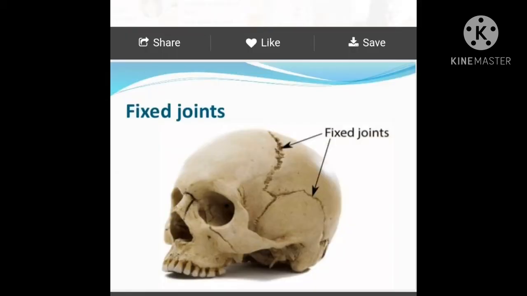Now children, again fixed joints or immovable joints. They don't allow any movement of bones except the lower jaw. Lower jaw is movable. In fixed joints the bones are interlocked with one another. For example, the bones of the skull, and the joint between the upper jaw and the rest of the head. So these are immovable joints.